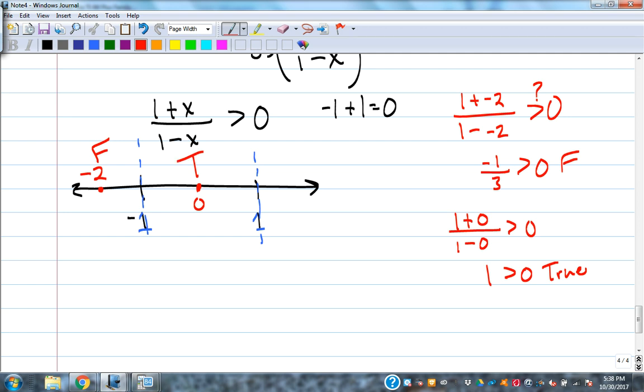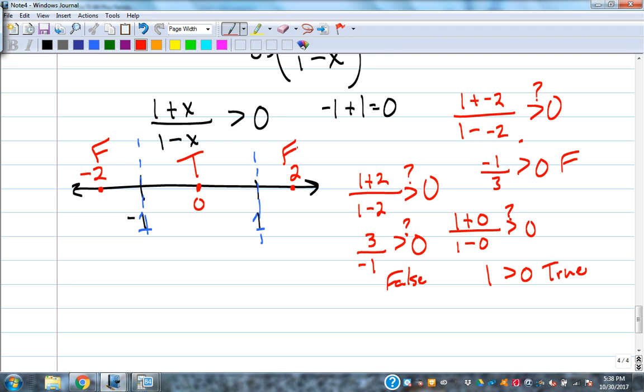It could also be true for x greater than 1. So I'm going to check a number over here. I'm going to check positive 2 and plug that in. 1 plus 2 over 1 minus 2. And I'm checking, is that greater than 0? That's 3 over negative 1. Is that greater than 0? No, that's false.